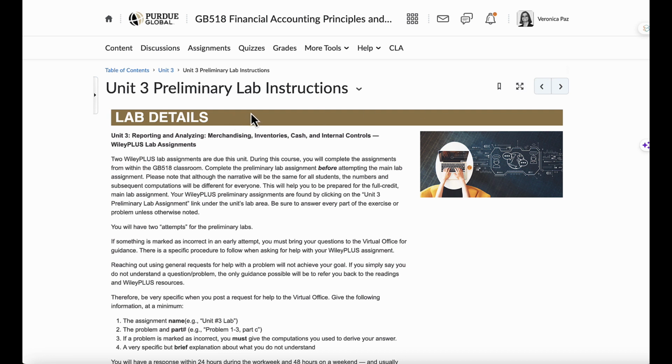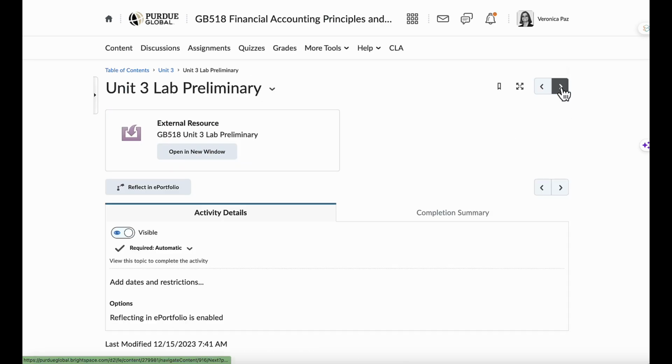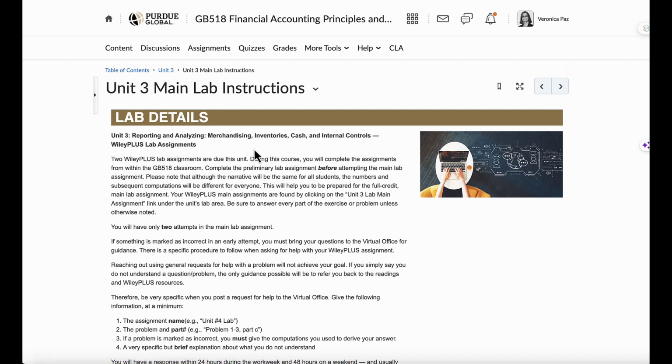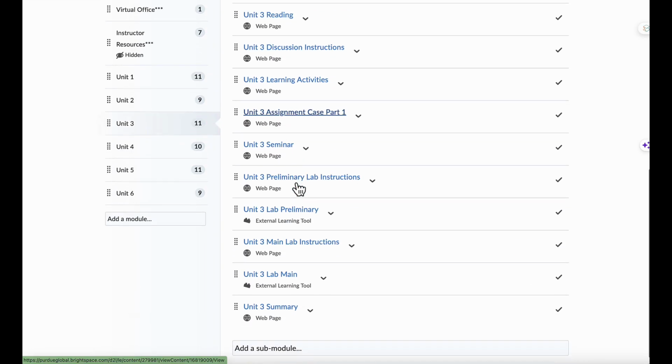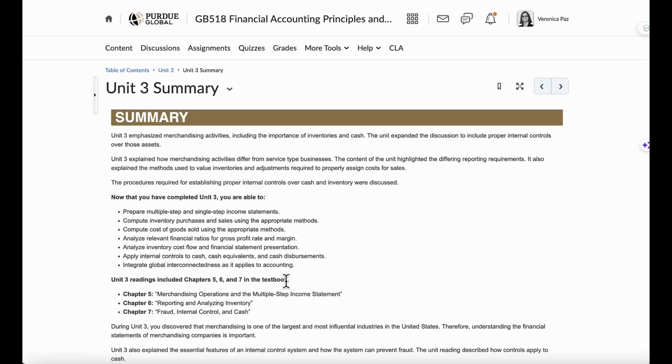Then we have the Unit 3 preliminary lab instructions. And then it should hopefully take you directly to the link where you will see the Wiley Plus open assignment box, as you see here. And then we move on to the main lab instructions, and again, the tab with the main lab as well. And lastly, we should come to the end of our unit.